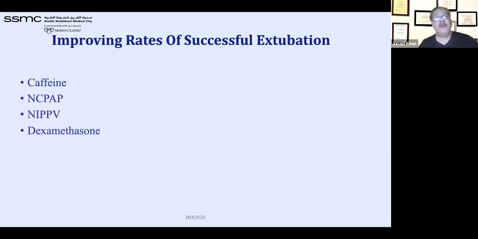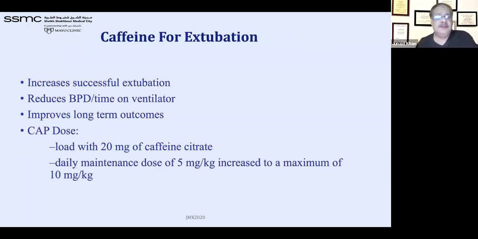is enough. Other things which help the baby in extubation, of course, caffeine, and after extubation, either you can put on CPAP or NIPPV. NIPPV means non-invasive positive pressure ventilation. It means you put the cannula and attach it to the ventilator and give pressure, PIP, PEEP, and oxygenation. So it is a kind of ventilation but non-invasive. And dexamethasone DART protocol we already discussed.